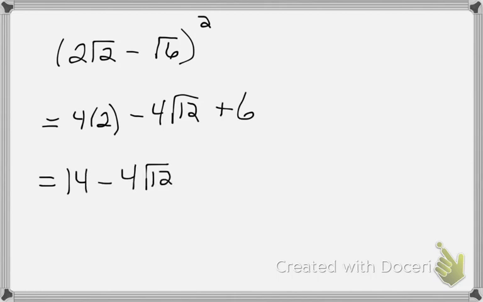But 12 is going to actually reduce. That would be 4 and 3, where 4 is 2 and 2. So I do have a square still. So if I pull a 2 out, I get 14 minus 8 square root of 3. Are you guys with me on this? Yes. All right.